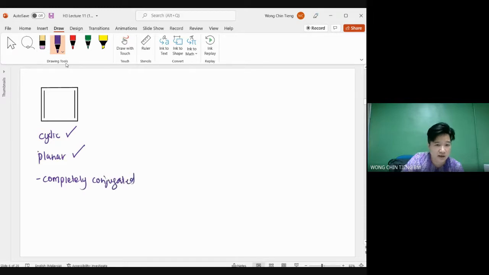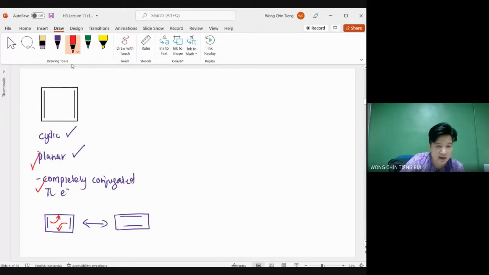Kita akan tengok lah. Alright, so saya lukis my structure with the double bond. And can my double bond move around and uninterrupt each other? Yes, my double bond can move around. So I can have something like this. So basically, yes, it's completely conjugated and cyclic planar. So does that thing obey Huckel's rule? Let's see. Obey Huckel's rule or not?